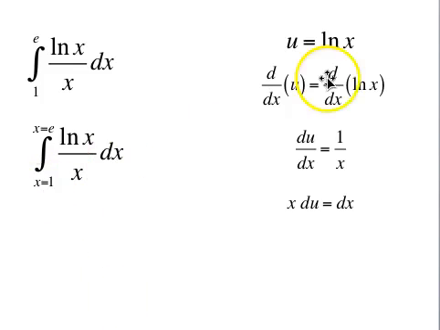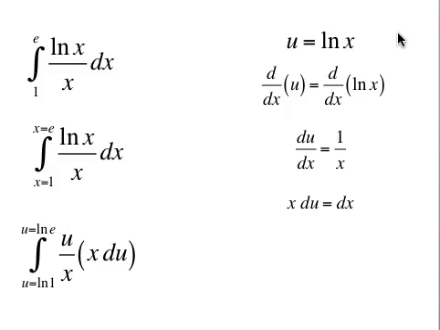Now if x equals 1, what is u? u is natural log 1, which is 0. If x equals e, what is u? Natural log e, which is 1. So rewriting this, natural log x is u, x stays x, dx of course is x du. And now we could work on our endpoints. Again, log 1 is 0 and log e is 1. And the x's cancel. What are we left with? Integral as u goes from 0 to 1 of u du.